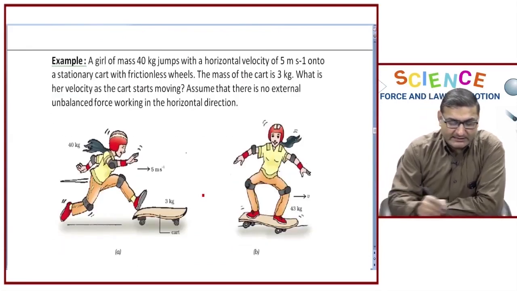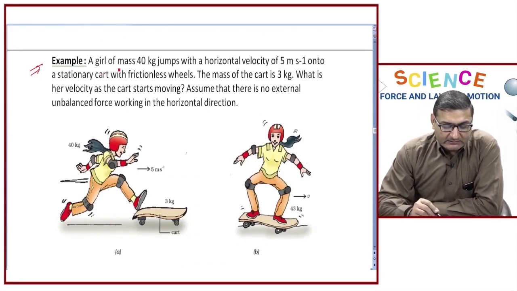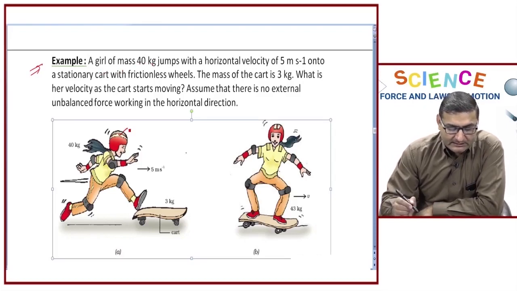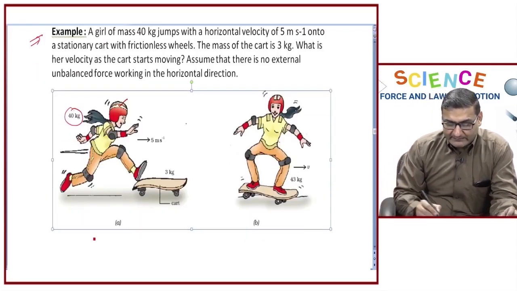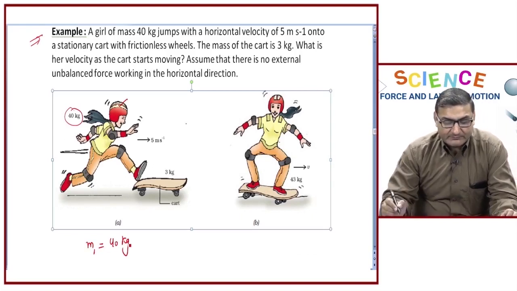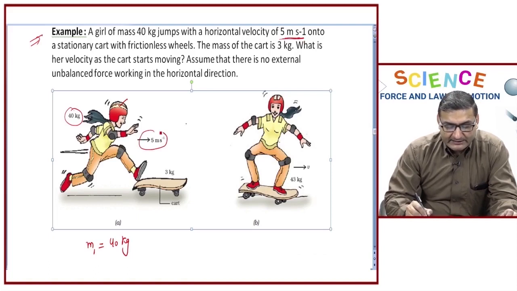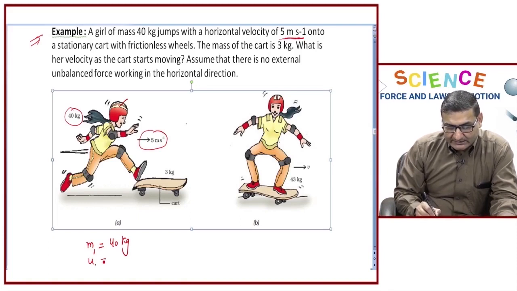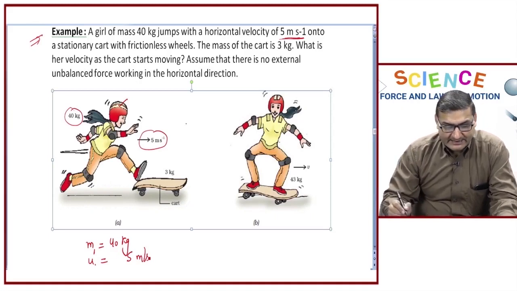Now, this question is quite interesting. Let us see how. We are given in the question a girl of mass 40 kilograms. This is a girl. She has a mass of 40 kilograms. That means in the question we are given the mass of the girl. Let it be m1. That is given to be 40 kilograms. She jumps with a horizontal velocity of 5 meters per second. So this is the initial velocity with which the girl is coming and jumping. So let the initial velocity of the girl be u1, that is given to be 5 meter per second.